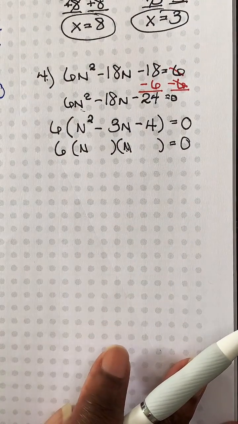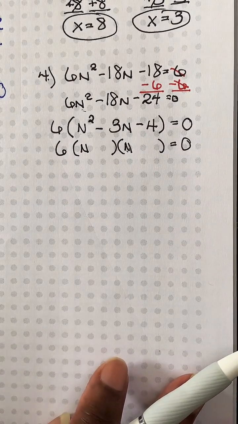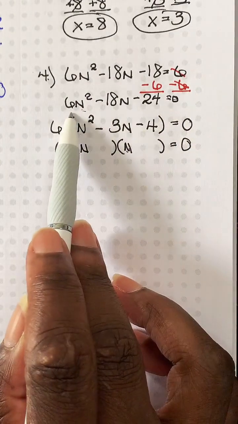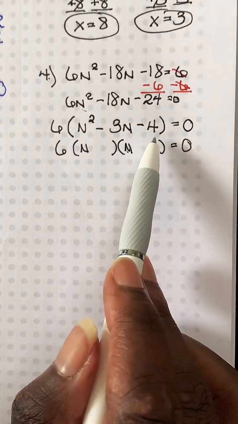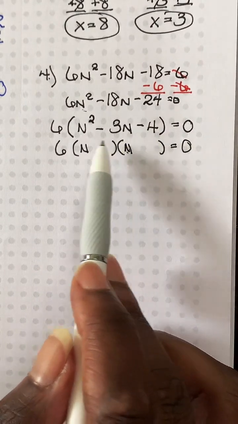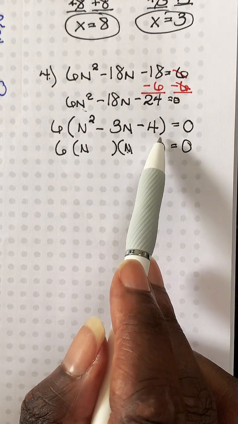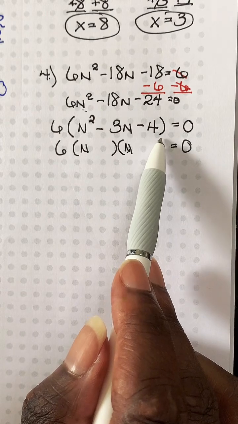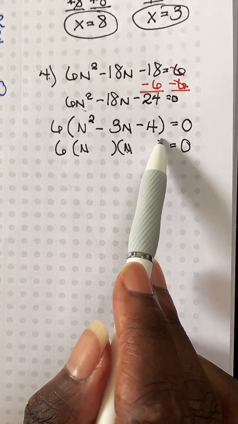Oh, okay, yep. So once you factor that out, then you're going to subtract it from the original expression, which is that 6n squared minus 18n minus 24. And then you'll get what's inside of the parentheses. Oh, well, thank you, Lisa.